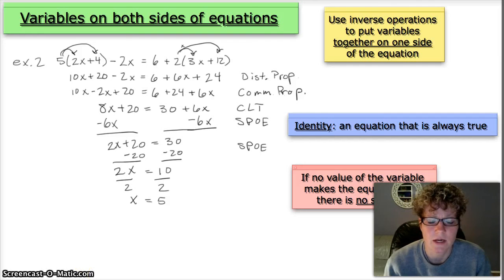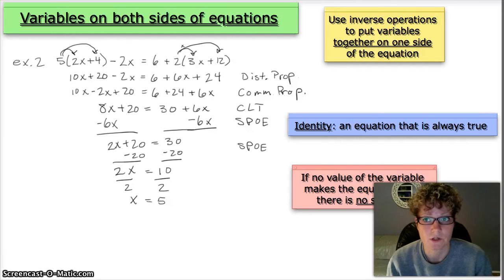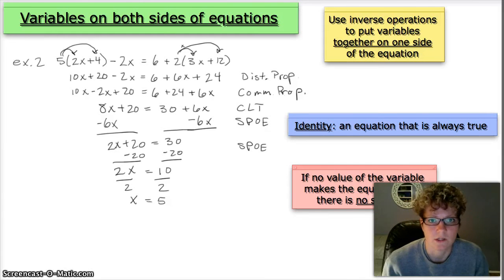So that's it for today's lesson on variables on both sides of the equation. And I'm sure it's going to take just a lot more practice to learn to use inverse operations to move all of the variables together on one side of the equation.